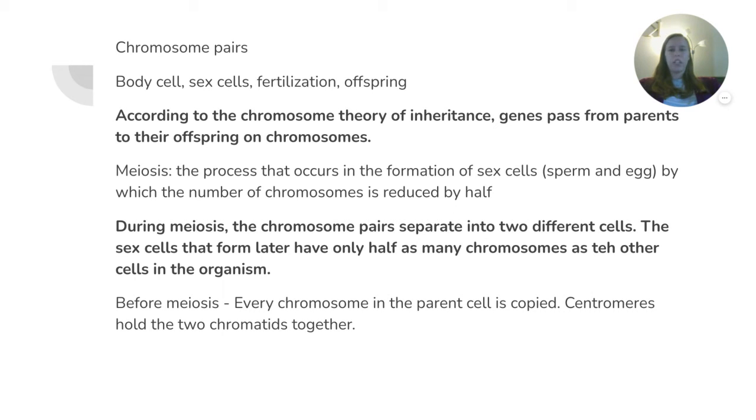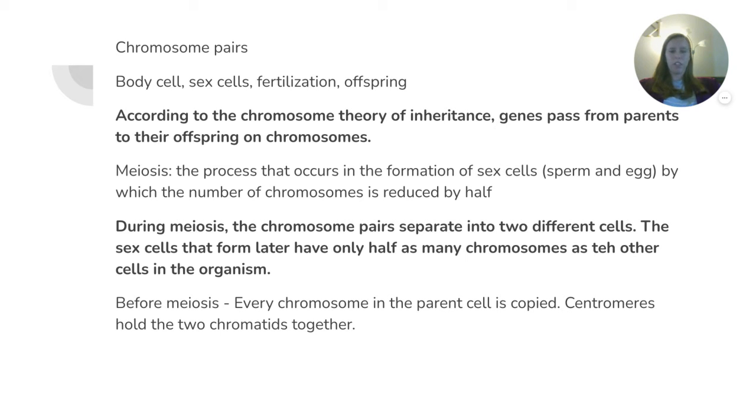Meiosis is the process that occurs in the formation of sex cells, sperm and egg, by which the number of chromosomes is reduced by half. During meiosis, the chromosome pairs separate into 2 different cells. The sex cells that form later have only half as many chromosomes as the other cells in the organism.